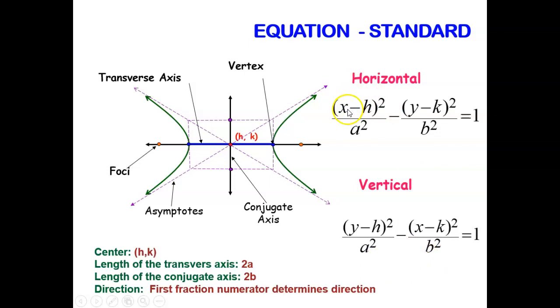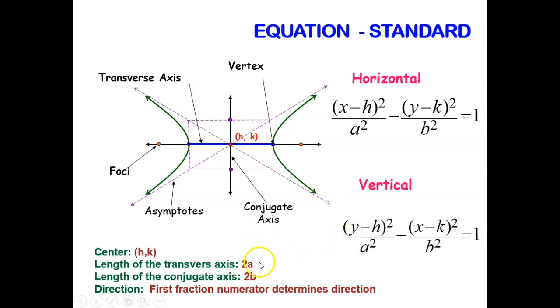So since x is first in this numerator, it means that the transverse axis is going to be horizontal. And then the branches will open away from the transverse axis around the foci. In this one, y comes first, so that means it's going to be vertical. So the transverse axis is going to be graphed vertically, and then the branches are going to go away from each other and go around the foci.